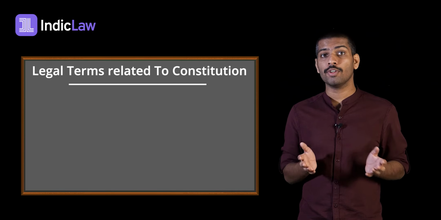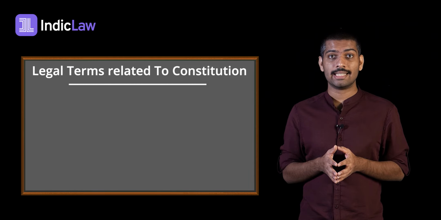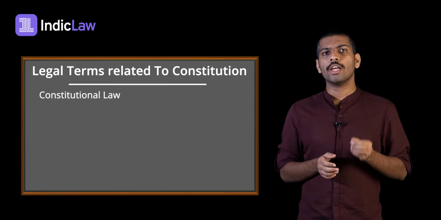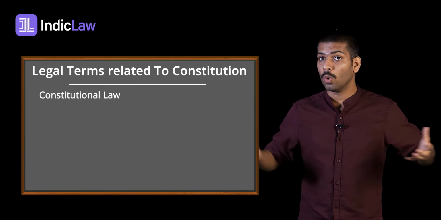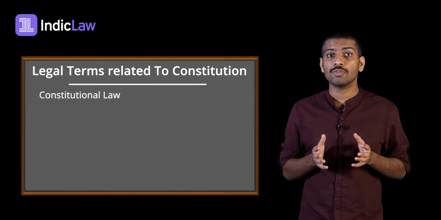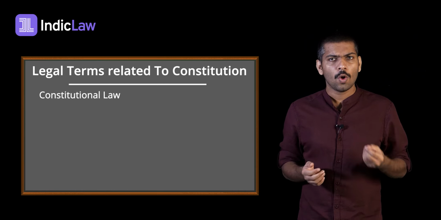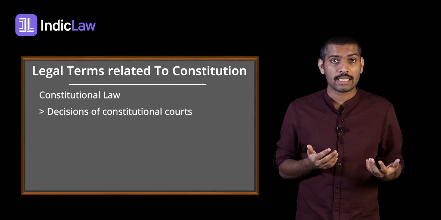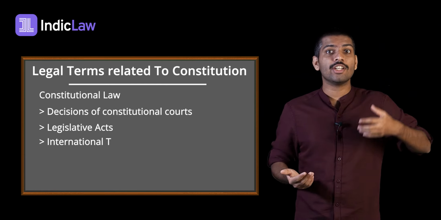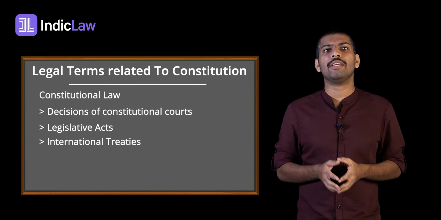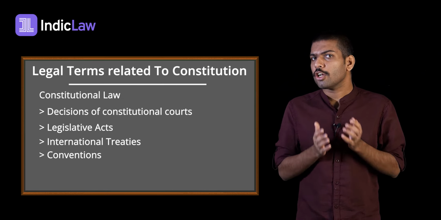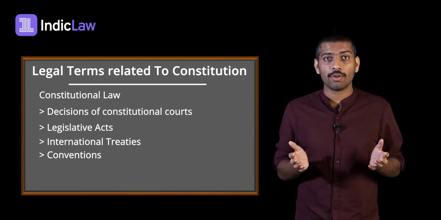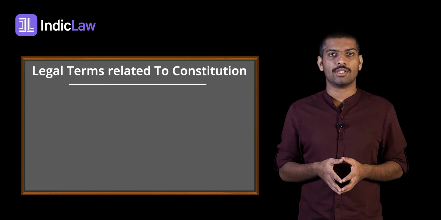Another term that is often used in constitutional discourses is constitutional law. Constitutional law is a broad term and refers to the branch of law dealing with the Constitution. Within its ambit falls various decisions of constitutional courts, legislative acts, international treaties, and even conventions in a country like Britain. In India, we have a written constitution. Constitutional law is largely codified, supplemented by judicial decisions.